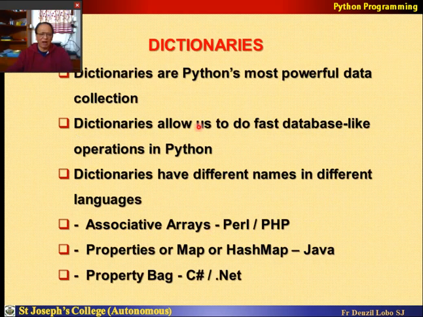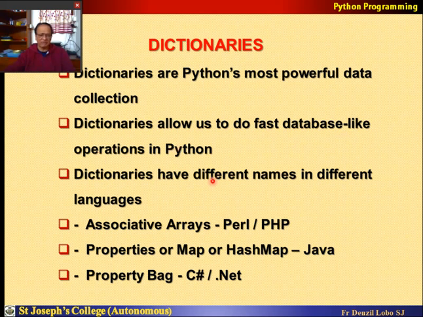Now, dictionaries are Python's most powerful data collection. We have already gone through lists, we have gone through tuples, and now we come to the third type of data type in Python, which is very, very important and very, very useful. Dictionaries allow us to do fast database-like operations in Python.